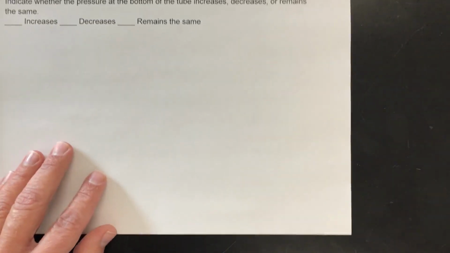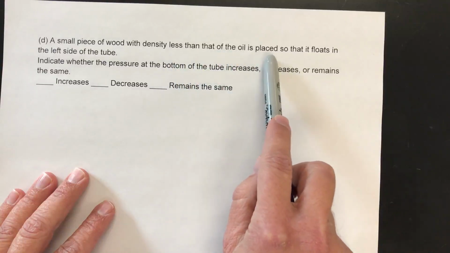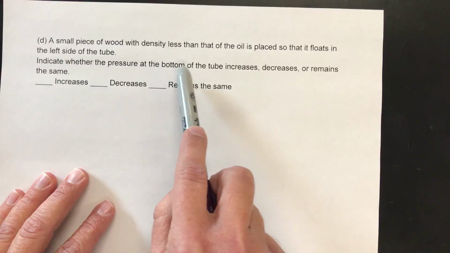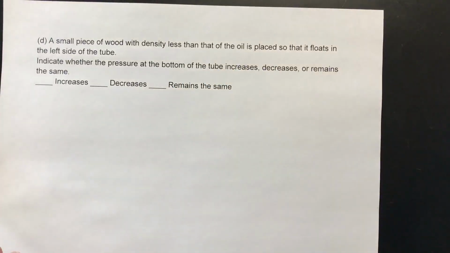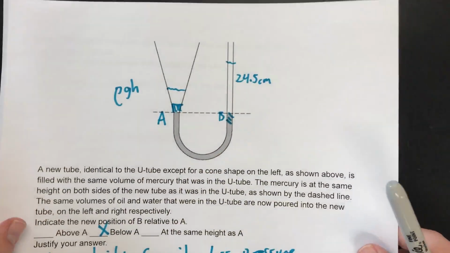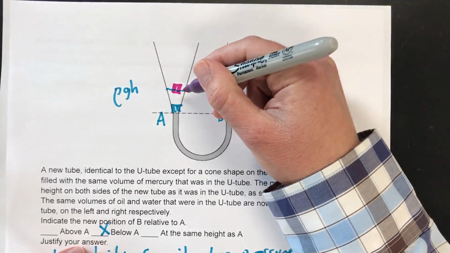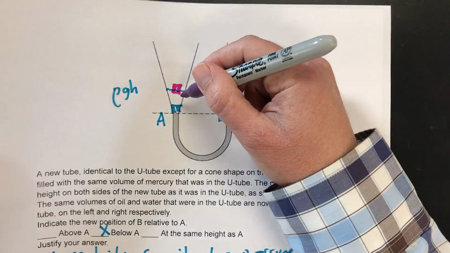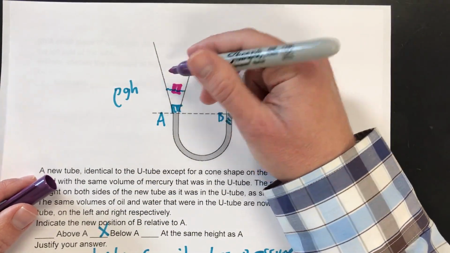The last part here says a small piece of wood with density less than that of oil is placed so that it floats in the left side of the tube. Indicate whether the pressure at the bottom of the tube increases, decreases, or remains the same. Well, there's a couple ways we can think about it. One is we can just understand that if we put a piece of wood right there, it's going to exert a force and therefore more pressure on this side.